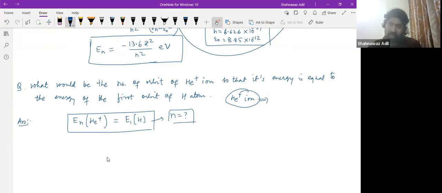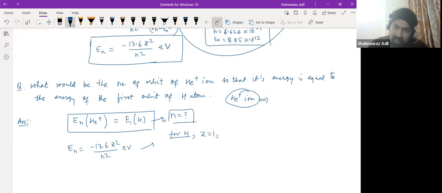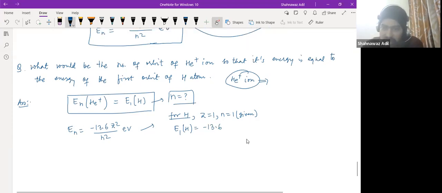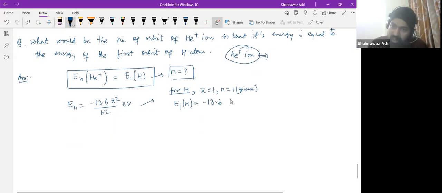So what do we know? We know that En is minus 13.6 z square by n square electron volts. So for hydrogen atom, we know that Z is 1, and we are calculating the first orbit, so n is 1. That is given. So E1 would be simply minus 13.6 electron volts.